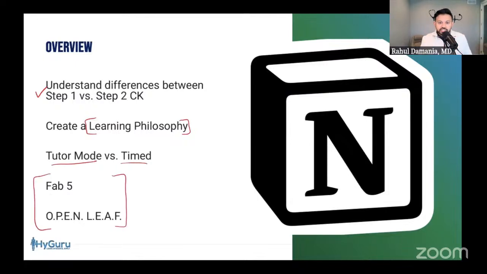I'm going to be introducing 2 strategies on how you can practically review UWorld leveraging Notion. The first one is going to be the Fab 5 technique. And then the second one is the open leaf mnemonic. Now, this is going to be a little bit of an involved mnemonic, but my hope is that you continue to write your notes down. And as you're reviewing UWorld, you have a piece of paper that has the open leaf mnemonic that we will be going through.